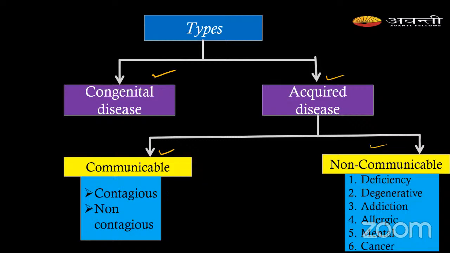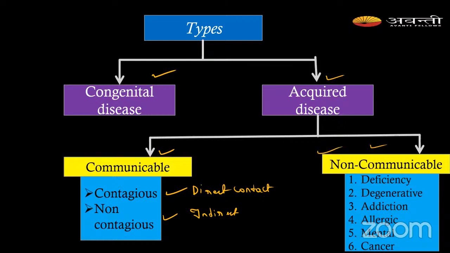In the communicable disease, there are two types. One is contiguous and another one is non-contiguous. Contiguous means it is going to spread through direct contact. That type of disease we will call a contiguous disease. Then coming to the non-contiguous, it is indirect. For example, you get malaria through the female Anopheles mosquito, right? That we will call non-contiguous.